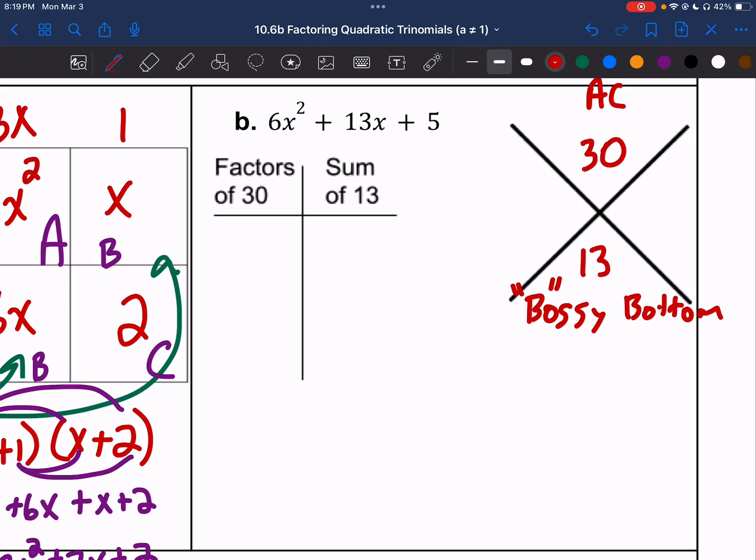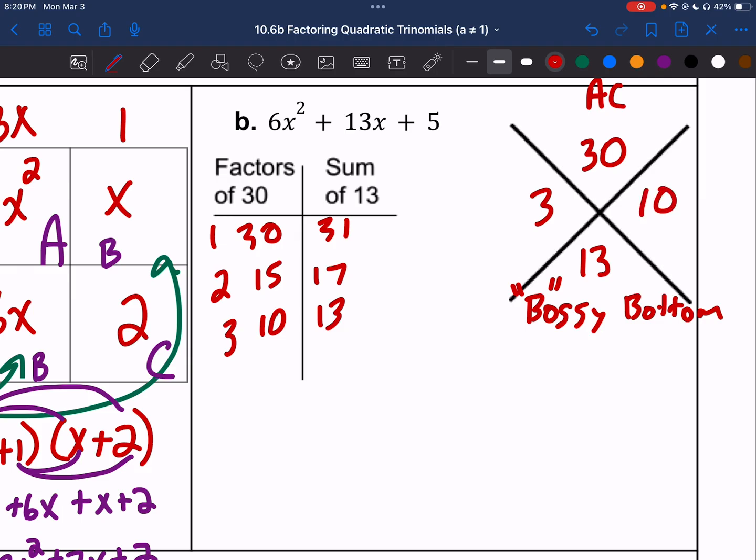So what do you mean? Well, I know I'm looking for factors of 30. So they could both be positive, they could both be negative. But my B value is positive, so that tells us they both have to be positive values in order to make our AC positive. So we've got a 1 and a 30, that gives me 31. We've got a 2 and a 15, that gives me 17, still not there. We've got a 3 and a 10, that gives me the 13 that I'm looking for. So we have a 3 and a 10.